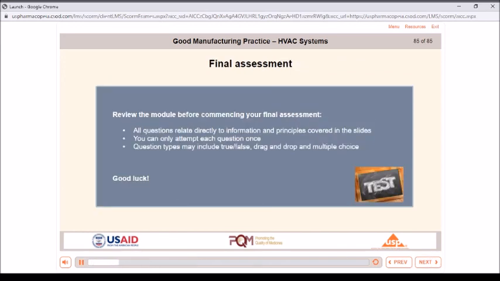Final Assessment. Review the module before commencing your final assessment. All questions relate directly to information and principles covered in the slides. You can only attempt each question once. Question types may include true-false, drag and drop, and multiple choice. Good luck.